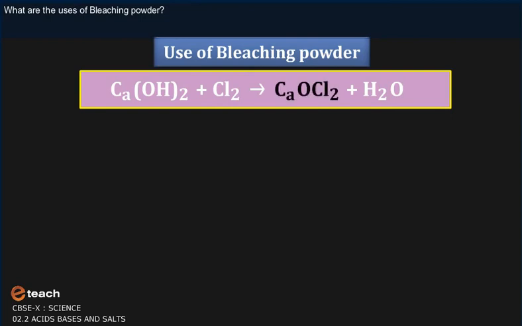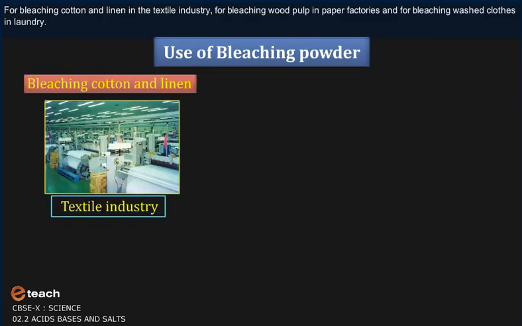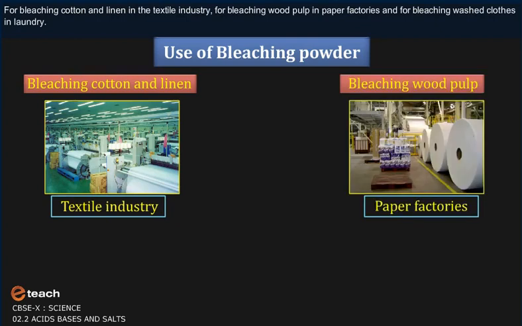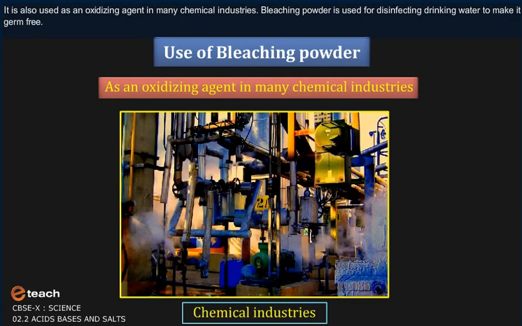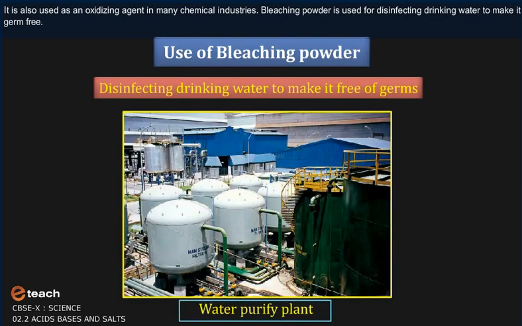What are the uses of bleaching powder? For bleaching cotton and linen in textile industry, for bleaching wood pulp in paper factories, and for bleaching washed clothes in laundry. It is also used as an oxidizing agent in many chemical industries. Bleaching powder is used for disinfecting drinking water to make it free of germs.